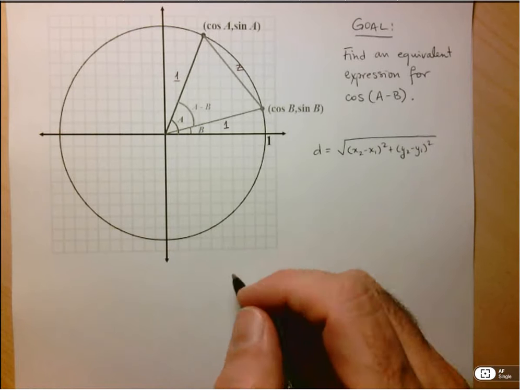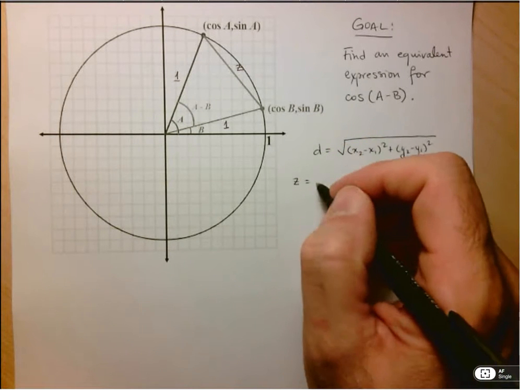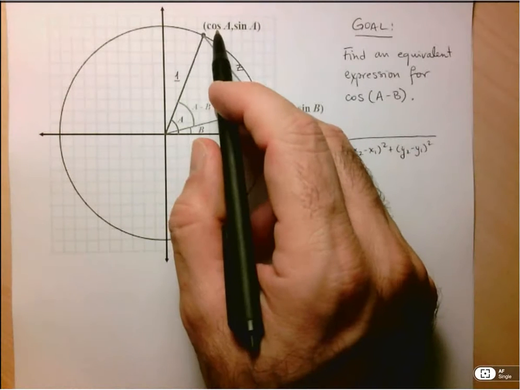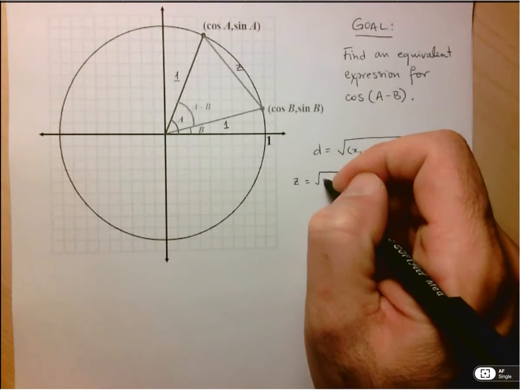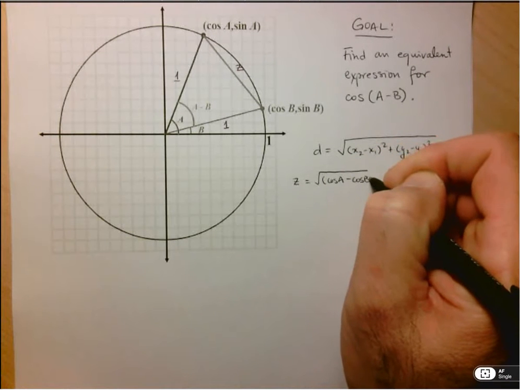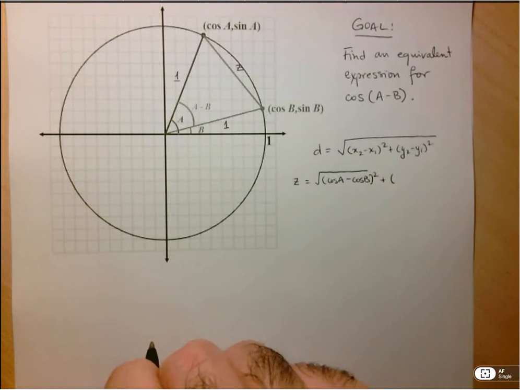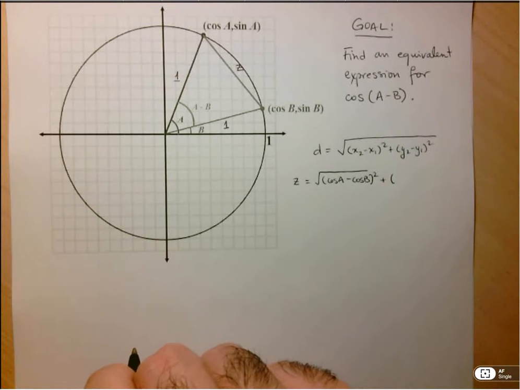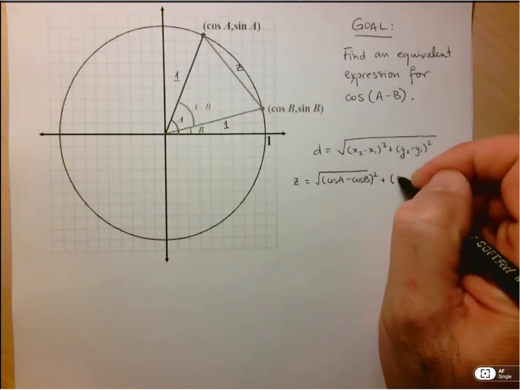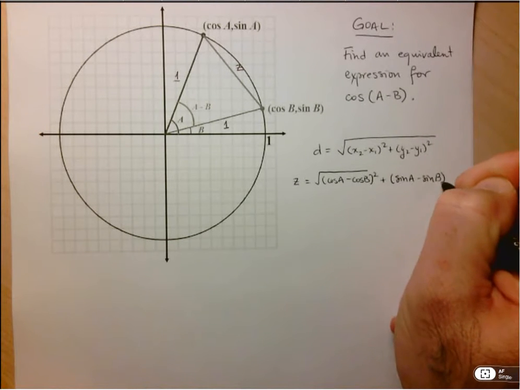Let's put in what we have here for z. The difference in the x values, x2 minus x1, is just going to be cos A minus cos B, all squared. Then I'm going to add to that the difference in the y values, which is just going to be sine A minus sine B, squared.